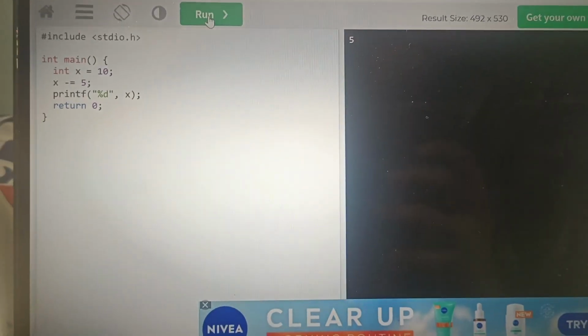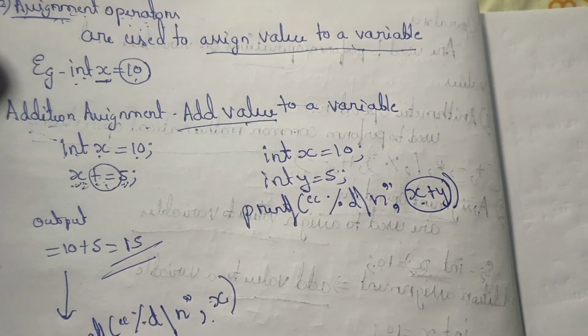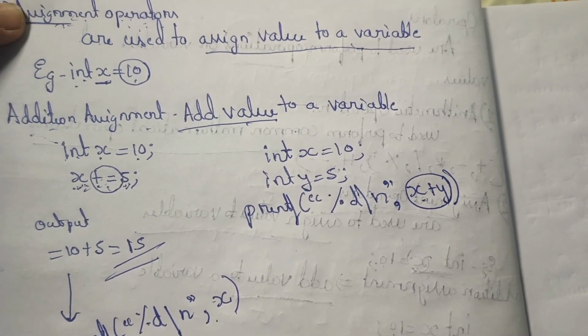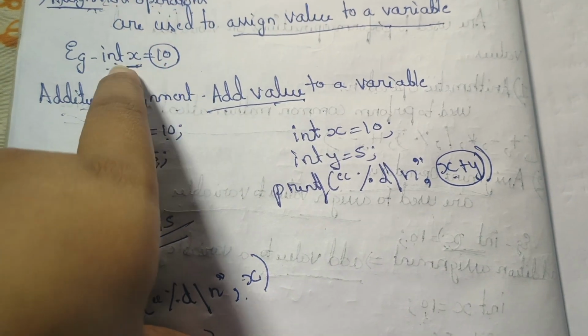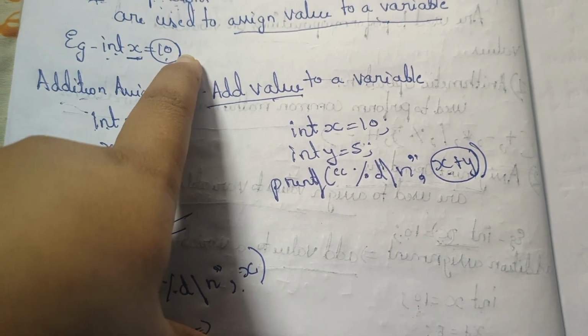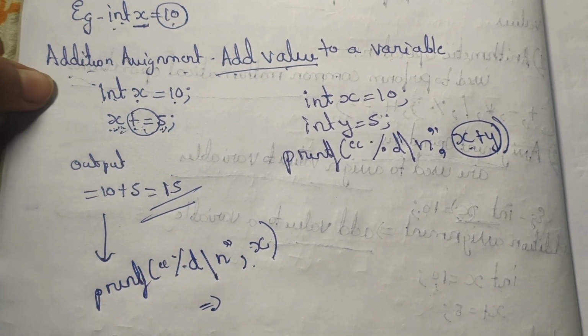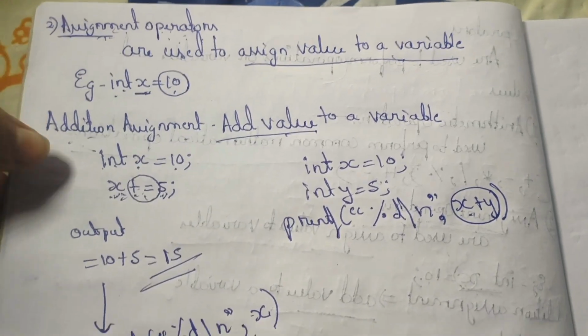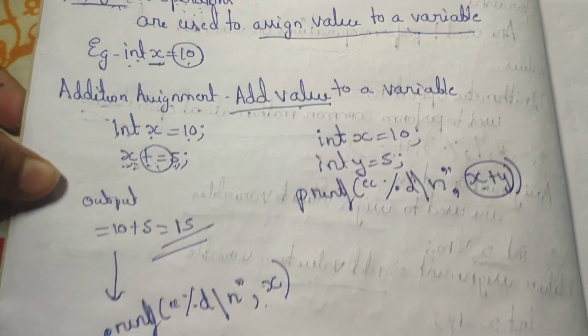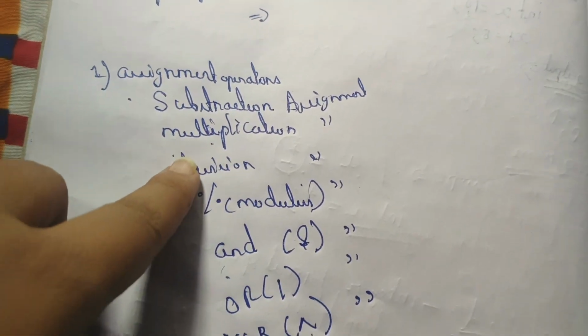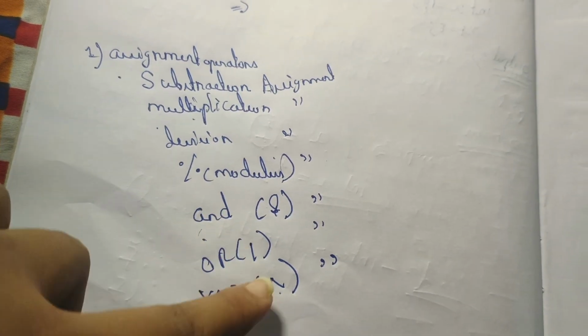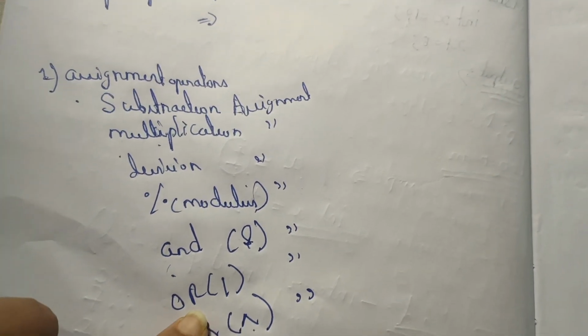You can see. As we have learnt about the assignment operator, assignment operator means assigning a value to a variable. This is a variable, assigning a value to a variable. In that, there are different types of assignment operators: addition assignment, subtraction assignment, multiplication assignment, division, modulus, and AND, OR and XOR, with the help of examples.